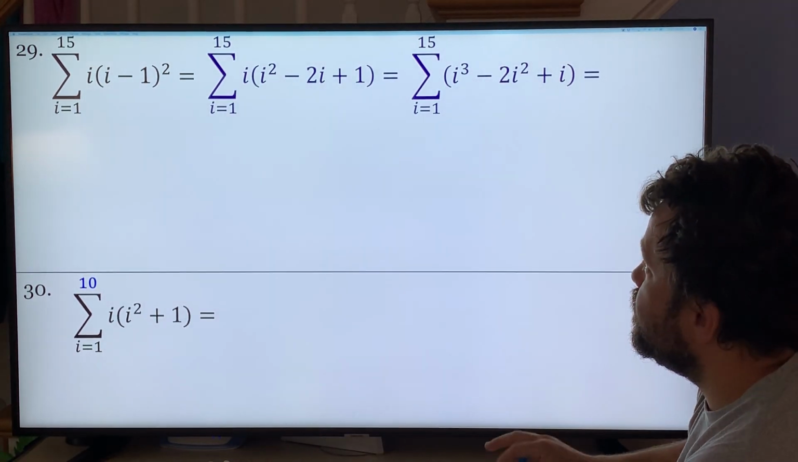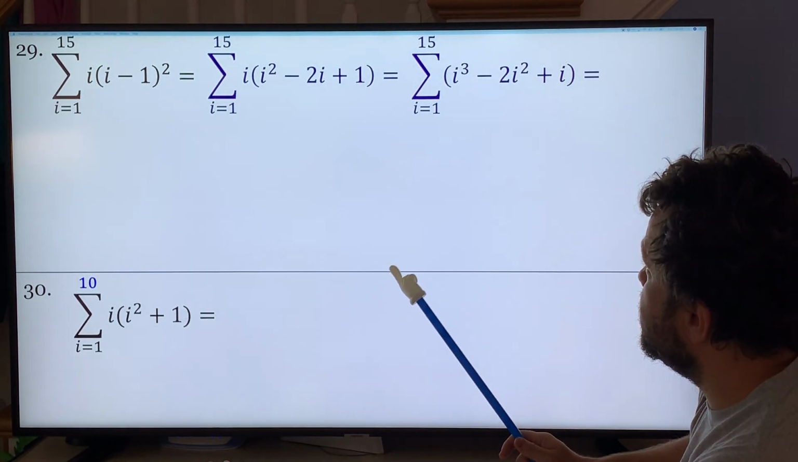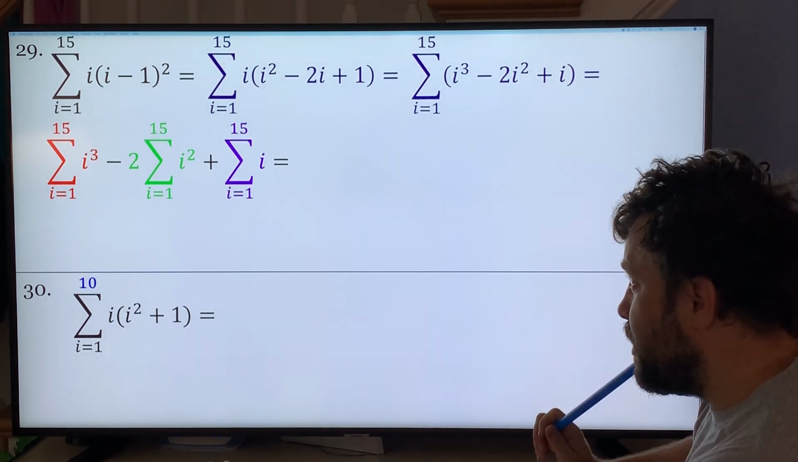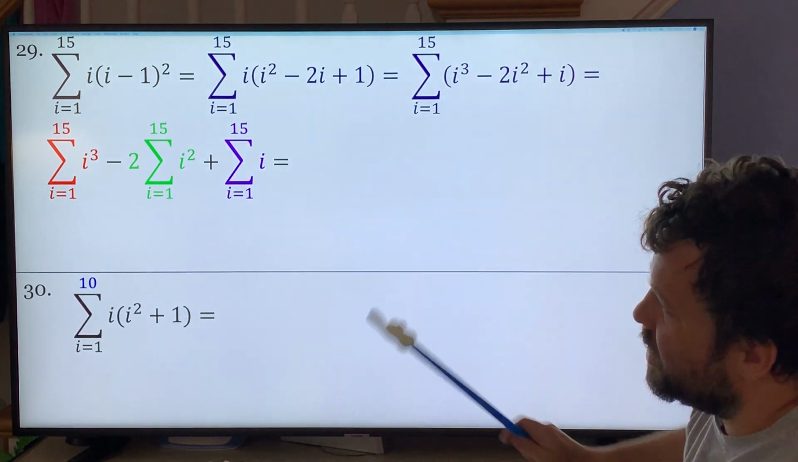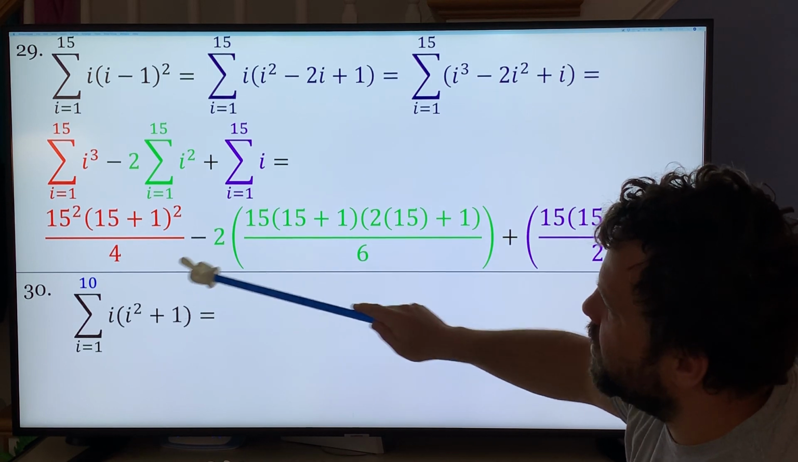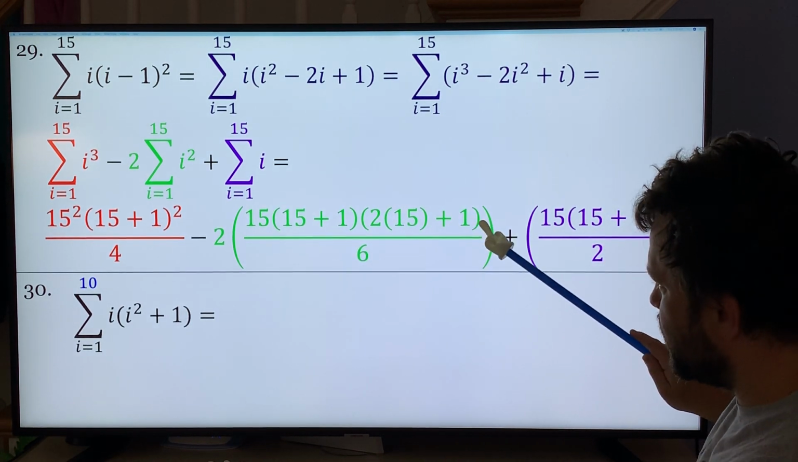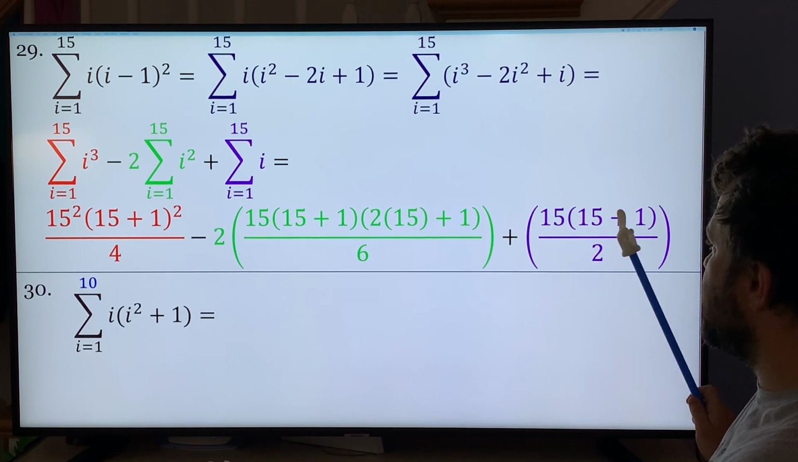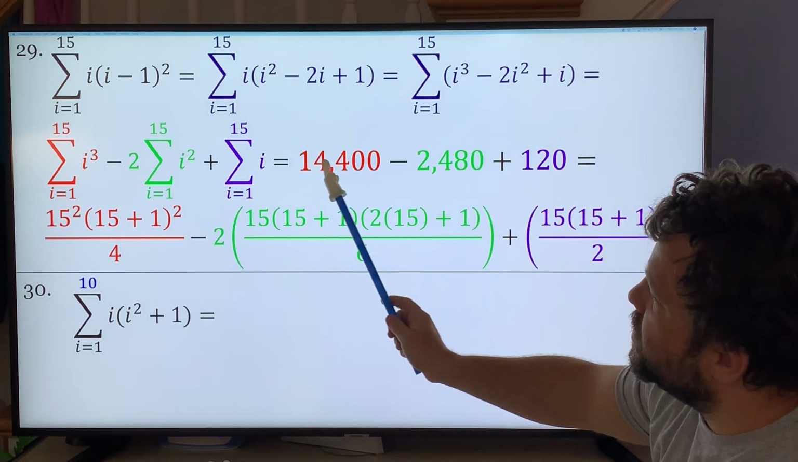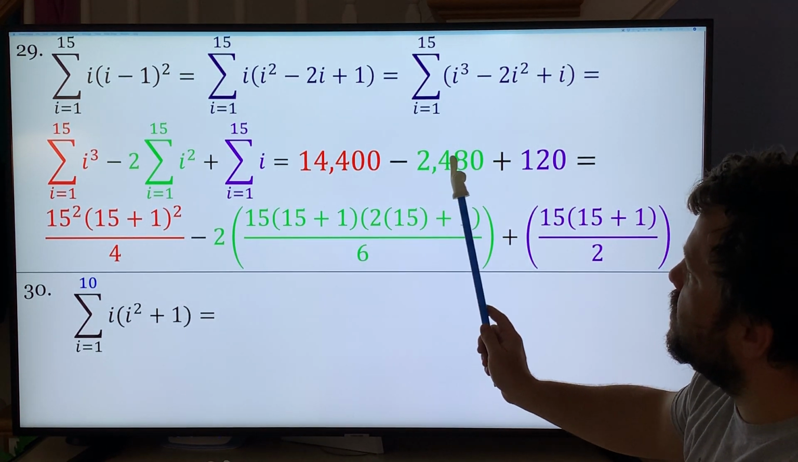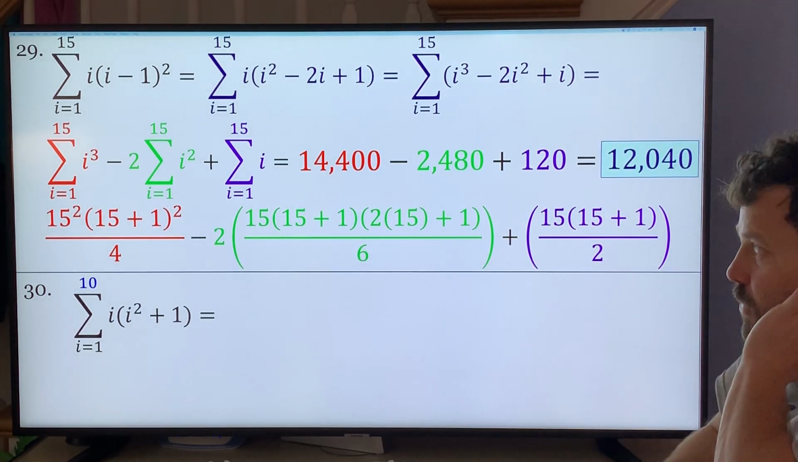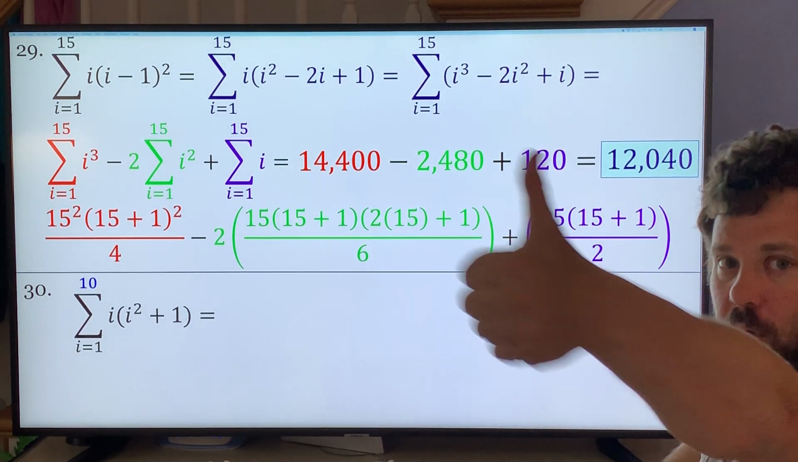Now you split it up: the sum of i cubed minus 2 times the sum of i squared plus the sum of i. You're going to use your formulas, plugging in your upper limit boundary of 15. This is just plugging things in. This is n squared times n plus 1 squared over 4, minus 2 times n times n plus 1, 2n plus 1 divided by 6, plus n times n plus 1 divided by 2. You get 14,400 for the i cubed, minus 2,480 for the i squared, plus 120, and that gives you 12,040 as an answer. You guys get it? Awesome.